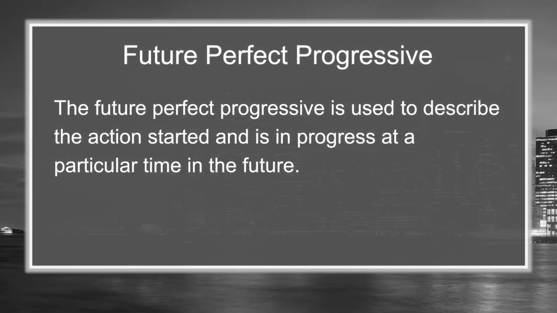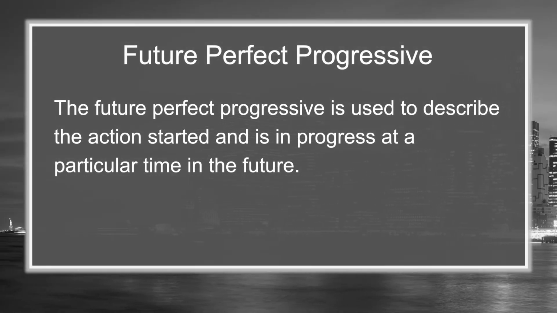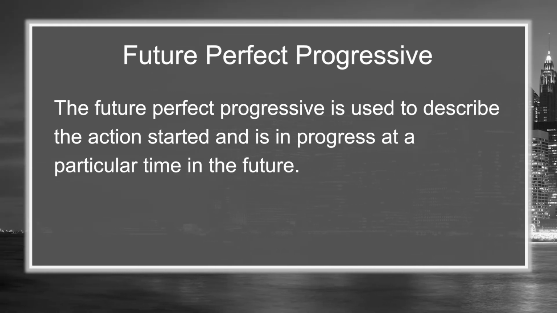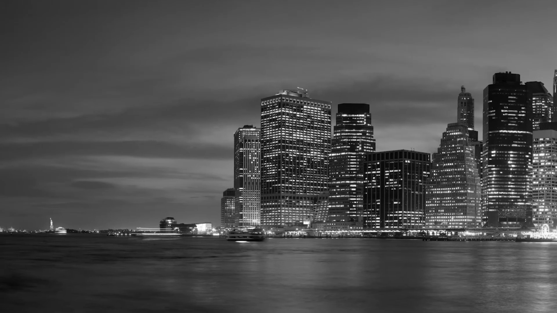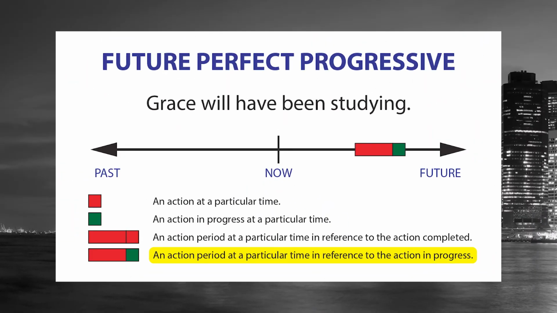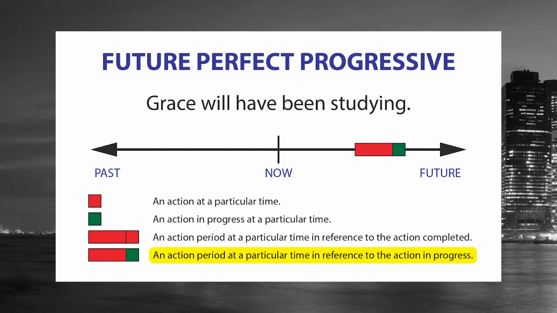The future perfect progressive is used to describe the action started and is in progress at a particular time in the future. Grace will have been studying indicates that Grace started studying and is still studying at a particular period of time in the future.